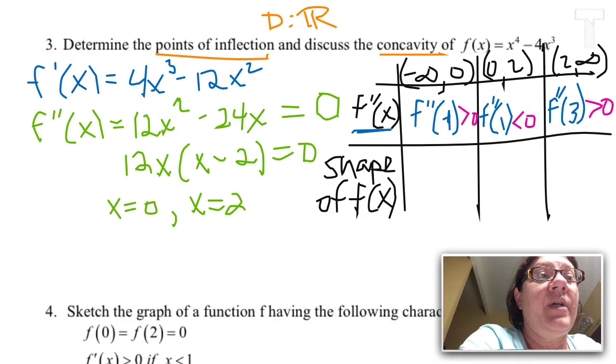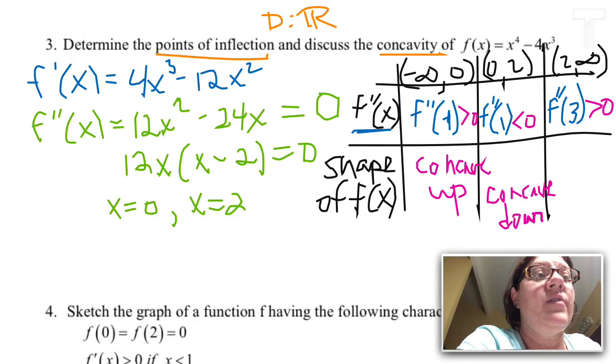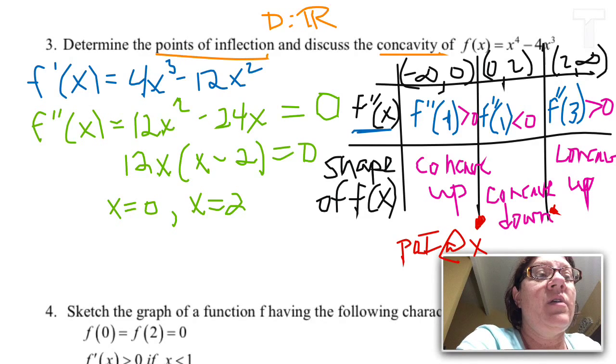So I got a positive when I plugged in -1. I got a negative when I plugged in +1. And I got a positive when I plugged in +3. So here it's positive, so it'll be concave up. Here it's negative, so it'll be concave down. And in the last one it's positive, so it'll be concave up again. Which means I get some really pretty points of inflection where it's changing concavity. So I'll have a POI at x equals 0 and at x equals 2.